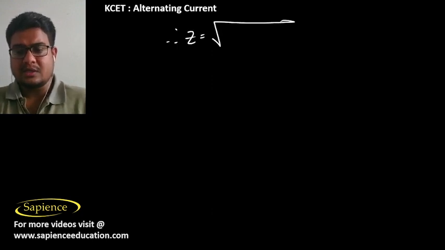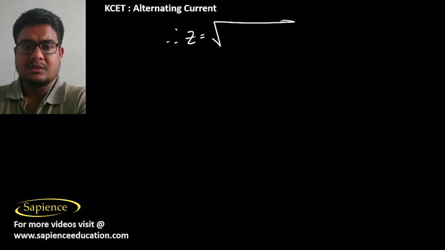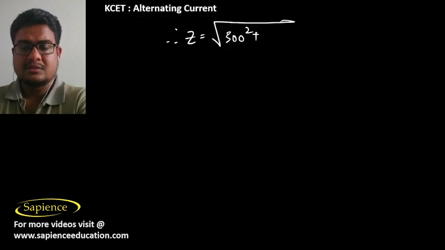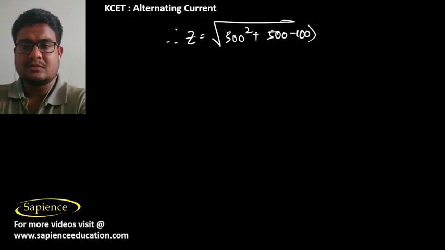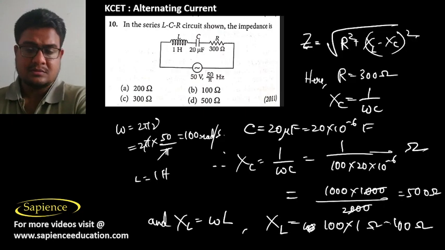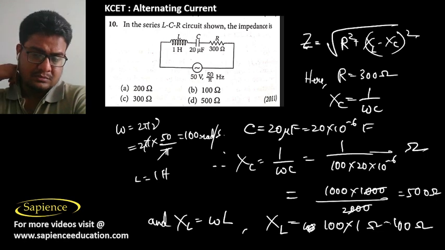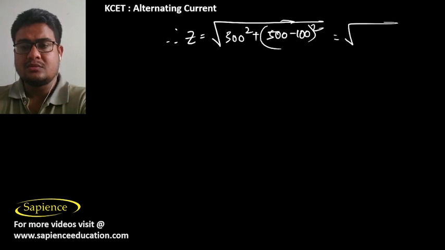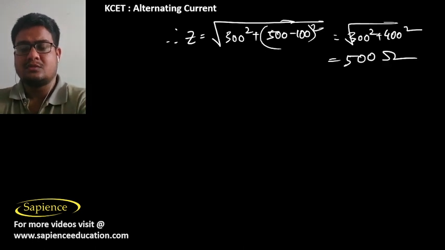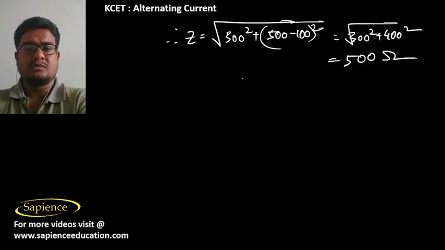Therefore the net impedance Z is equal to the square root of R square, that is 300 square, plus (XC minus XL) whole square, so 500 minus 100 whole square. This will be equal to the square root of 300 square plus 400 square. This will be equal to obviously 500. And D is the correct answer.